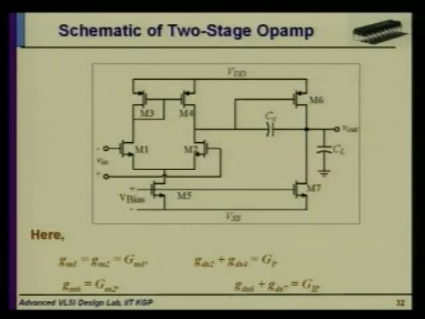This is the basic schematic of a two-stage op-amp, which you all know from the previous class. Here we have taken some assumptions: small gm1 equals gm2 equals capital GM1. That means the transconductance of the M1 and M2 transistors is the same, and the same holds for M3 and M4, that means GM3 and GM4 are the same. The aspect ratios are also the same for M3 and M4 and for M1 and M2.